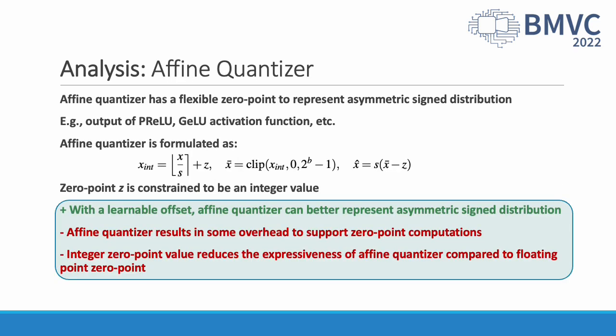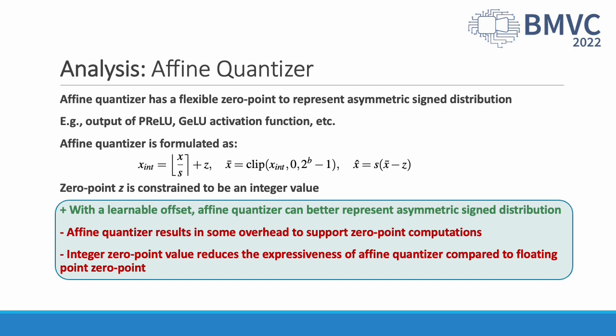Now let's talk about the affine quantizer. Affine quantizer is very similar to CLQ, except that it has an additional parameter, which is the zero point. Zero point can be used to shift the quantized distribution towards the positive or negative side. For example, consider p-ReLU activation output, which has a more diverse positive range and a suppressed negative range. So it may be better to have more quantization levels towards the positive domain and fewer quantization levels towards the negative domain.